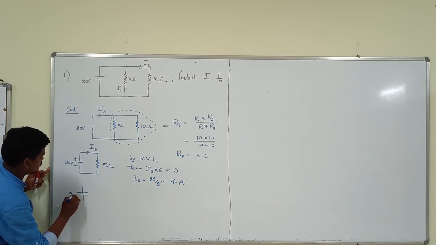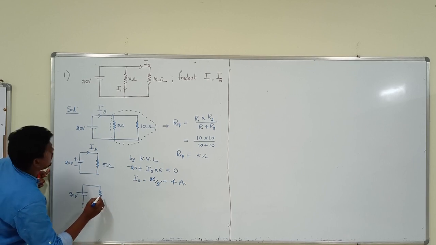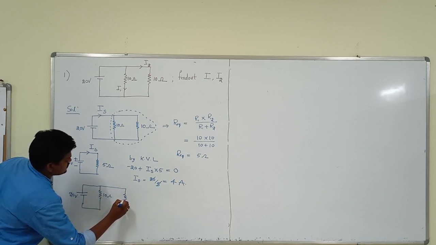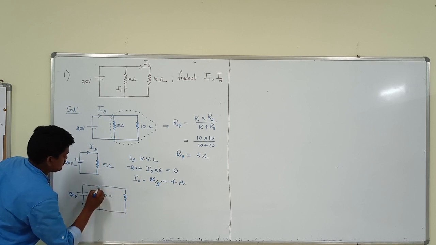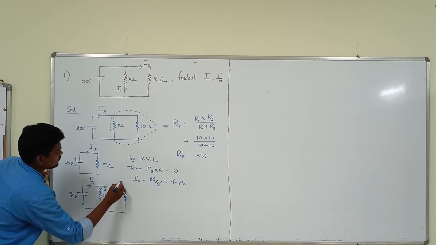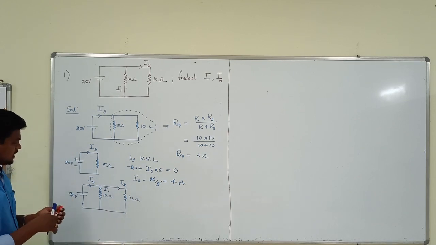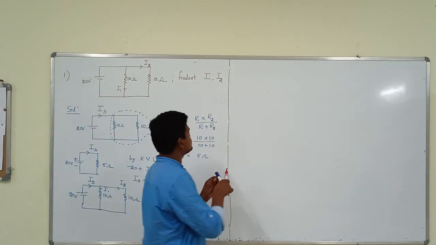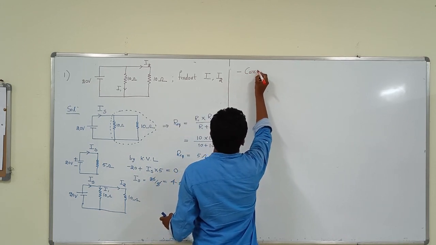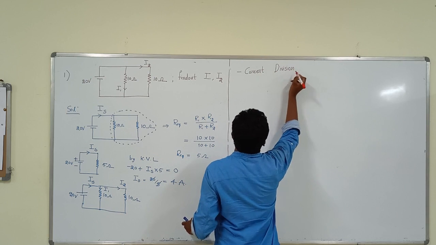So this is a 20 volt source and 10 ohm resistors. Here the source current is there, and I1 and I2. Now you have to find I1 and I2. For this you will apply the current division rule. You can apply the current division rule here.